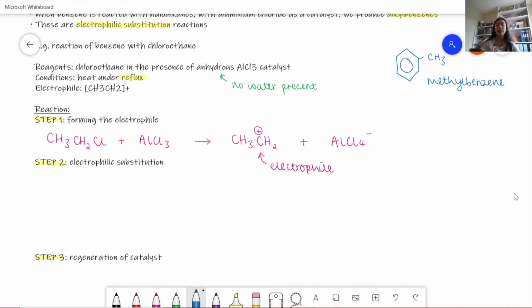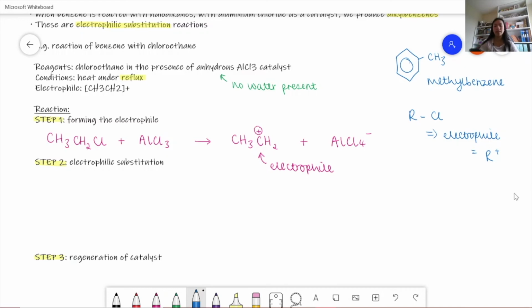So if we had a different haloalkane, in general we have R and then chlorine. R can be anything. It can be an ethyl group or a methyl group or anything. So that's the alkyl group. And then chlorine is what we have attached for it to be a haloalkane. Then the electrophile is equal to R+. So that's how we get the CH3CH2+.